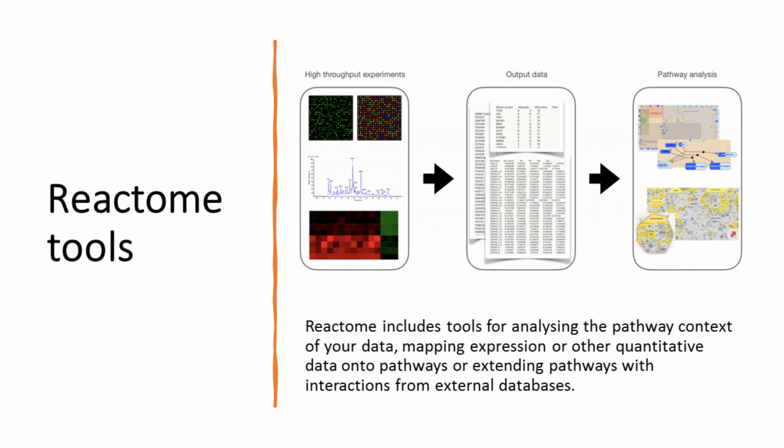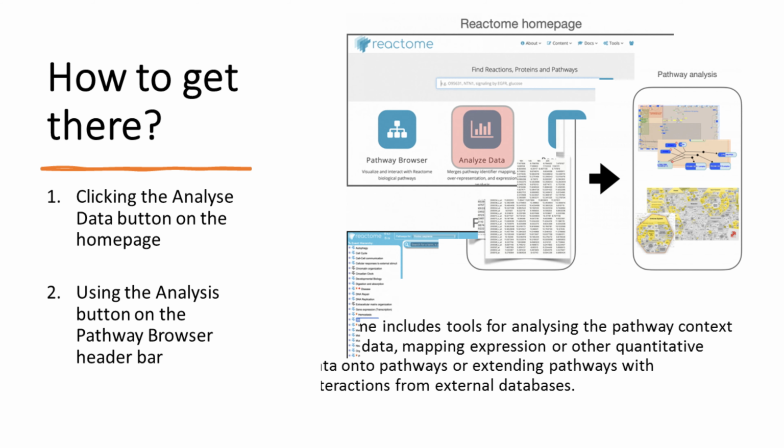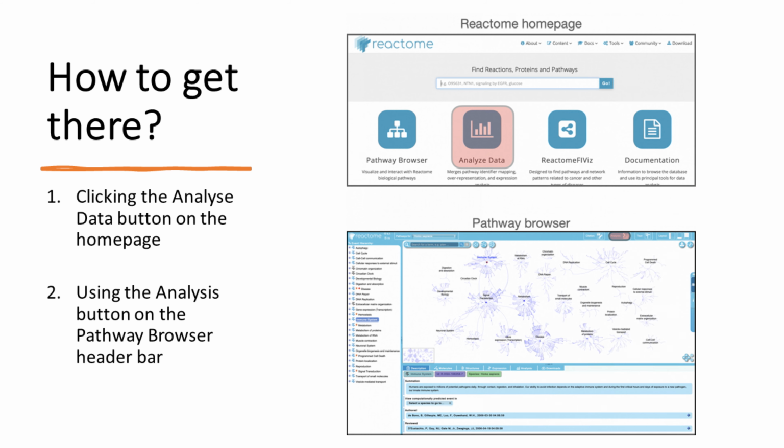Reactome includes tools for analyzing the pathway context of your data, mapping expression or other quantitative data onto pathways, or extending pathways with interactions from external databases. There are two ways to access the analysis submission form: either clicking the Analyze Data button on the homepage, or using the Analysis button on the Pathway Browser header bar.